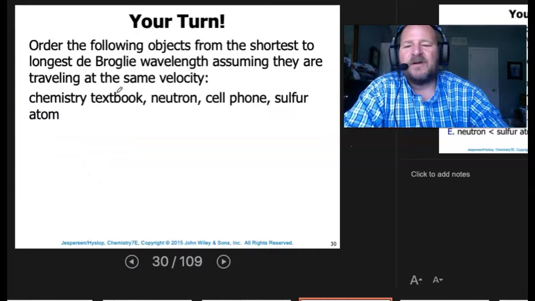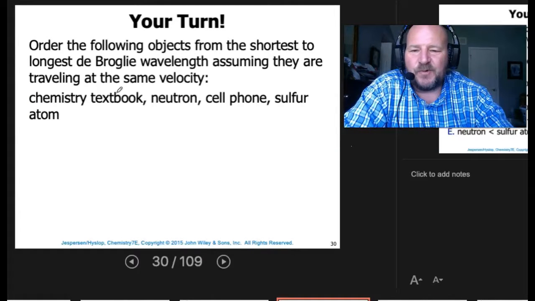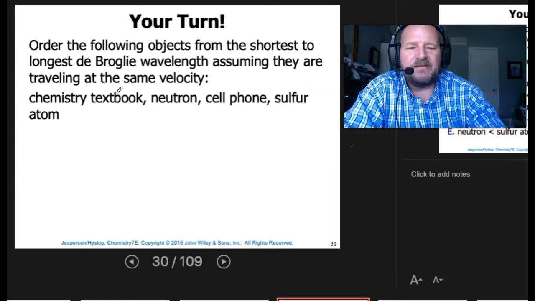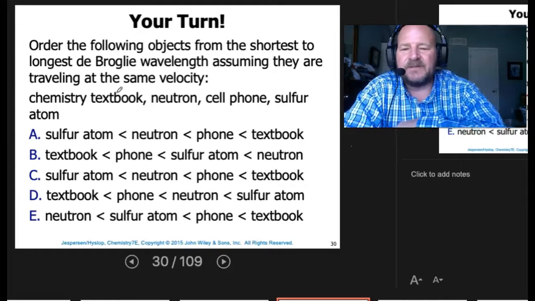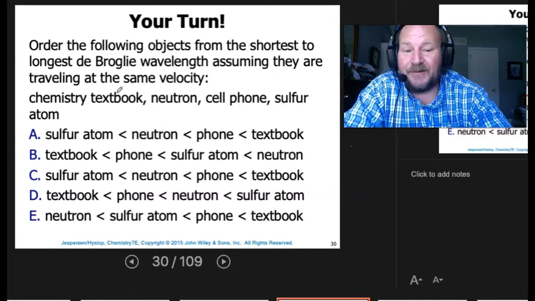All right. Order the following objects from the shortest to longest de Broglie wavelength, assuming they are traveling at the same velocity. Okay, so boil this down. What's going to be dependent here? I shouldn't say move the slowest because they all have the same velocity. What's going to weigh the most, hence give the smallest wavelength?